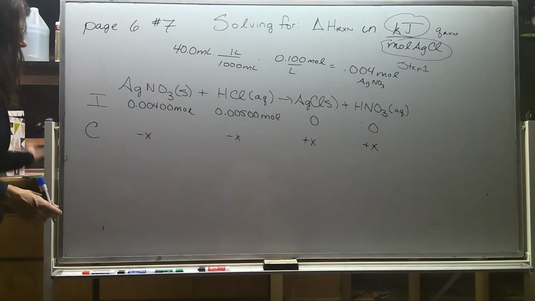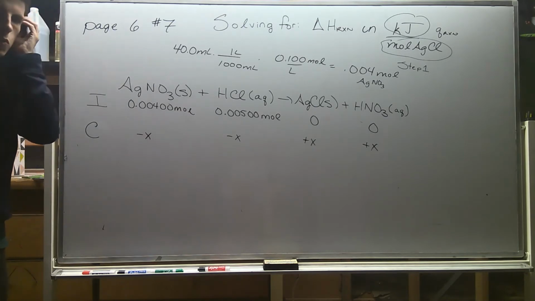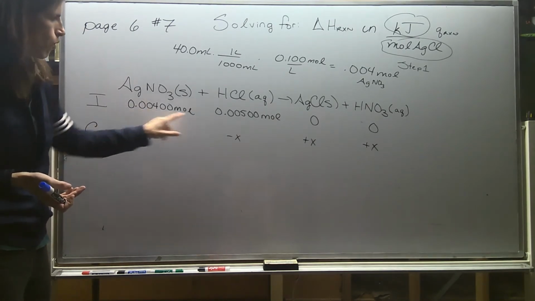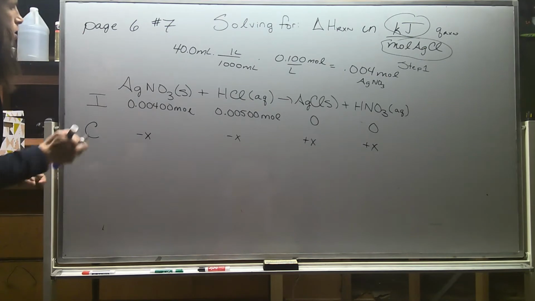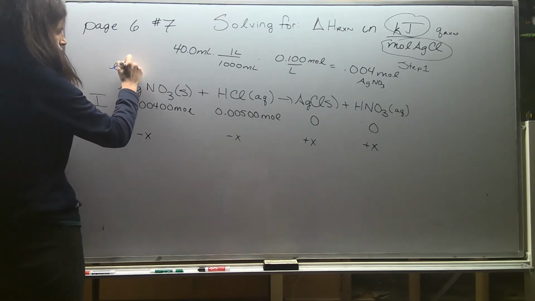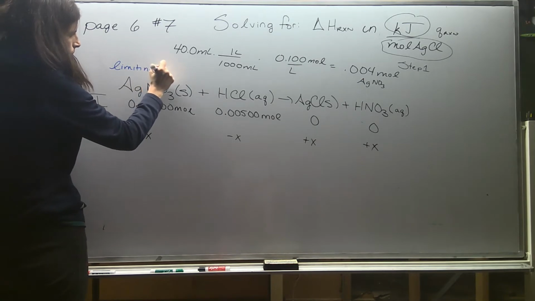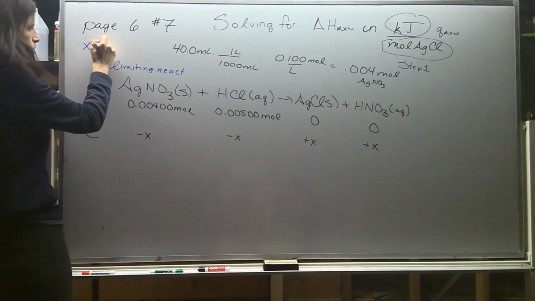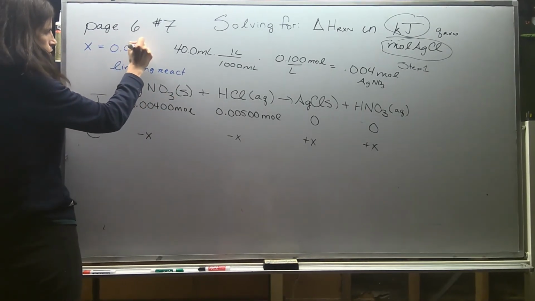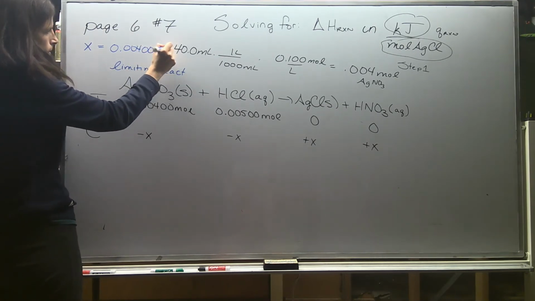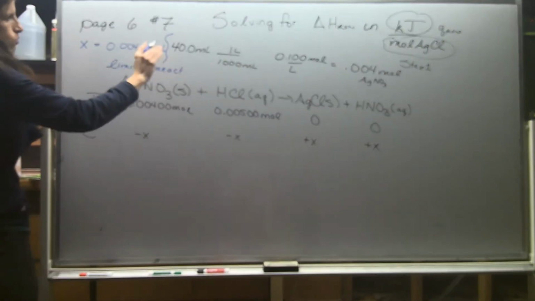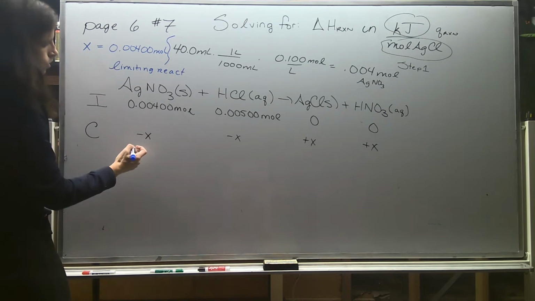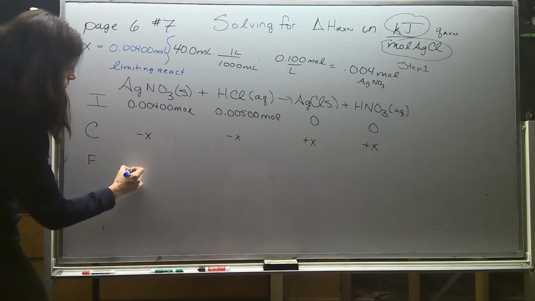And then I'm going to kind of do this step in my head. Since it's 1 to 1, I can kind of see what's going on. This number, the 0.004, is smaller than the 0.005. So I feel confident saying that silver nitrate is my limiting reactant. Therefore, X in this ICF table is going to be 0.00400 moles. So that kind of allows me to skip a step. But if you don't feel comfortable doing that, then by all means, set them equal to 0 and get your smallest X value and plug that in.